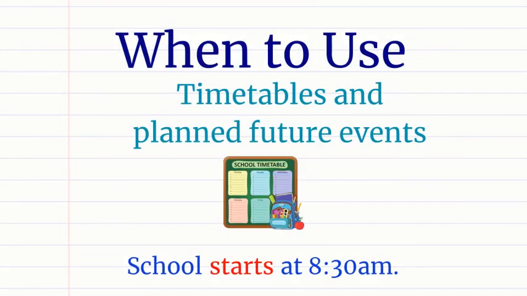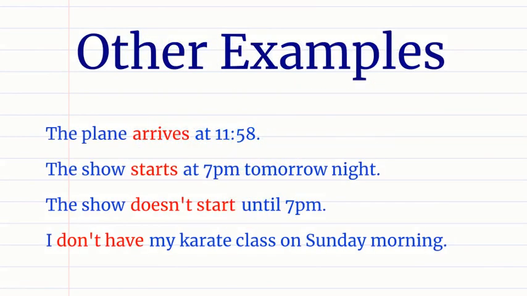Another common use for the present simple is for timetables and planned events. In the example, school starts at 8:30 a.m. Unfortunately, it does start early, but no matter what time, it's a timetable event, so it will be in present tense. Some more examples here. As you can see, they're all planned events or timetables, and of course, the verbs are all in present tense.